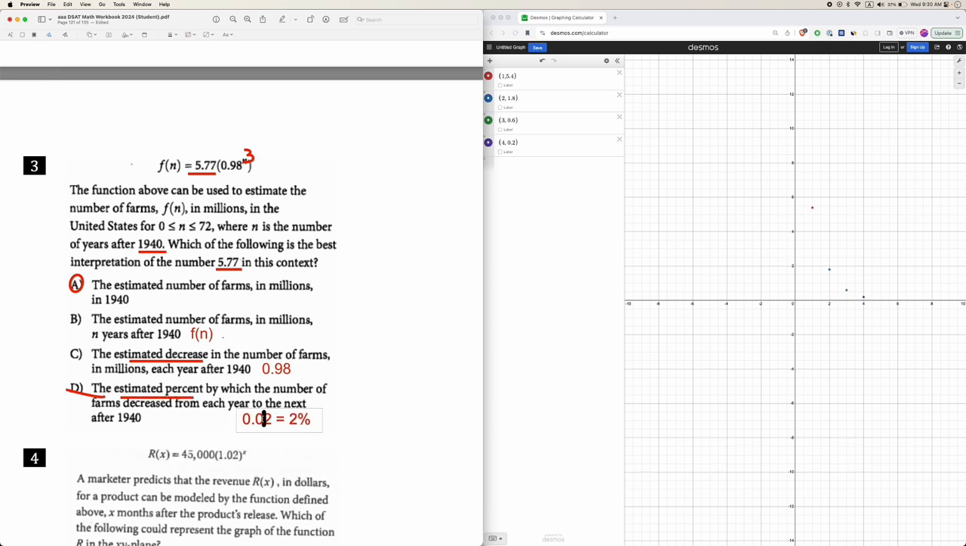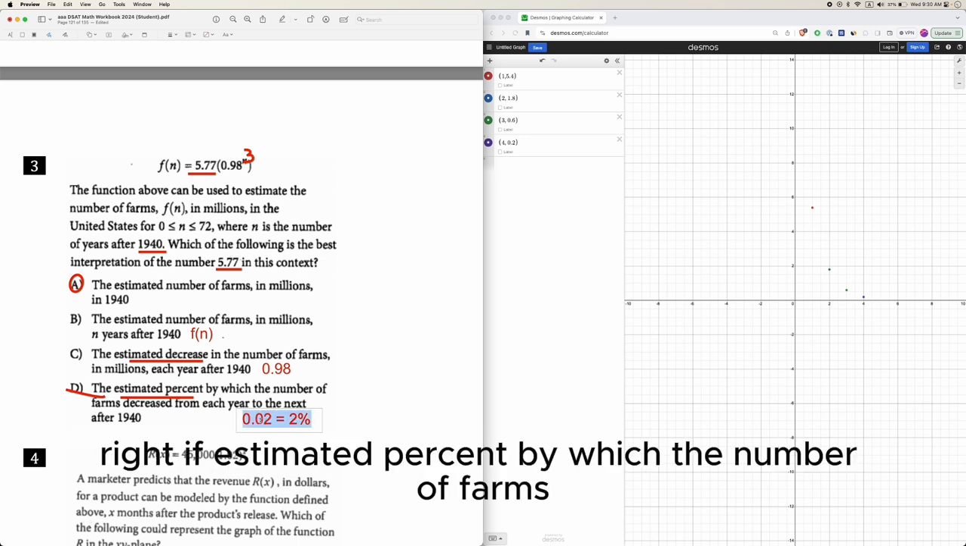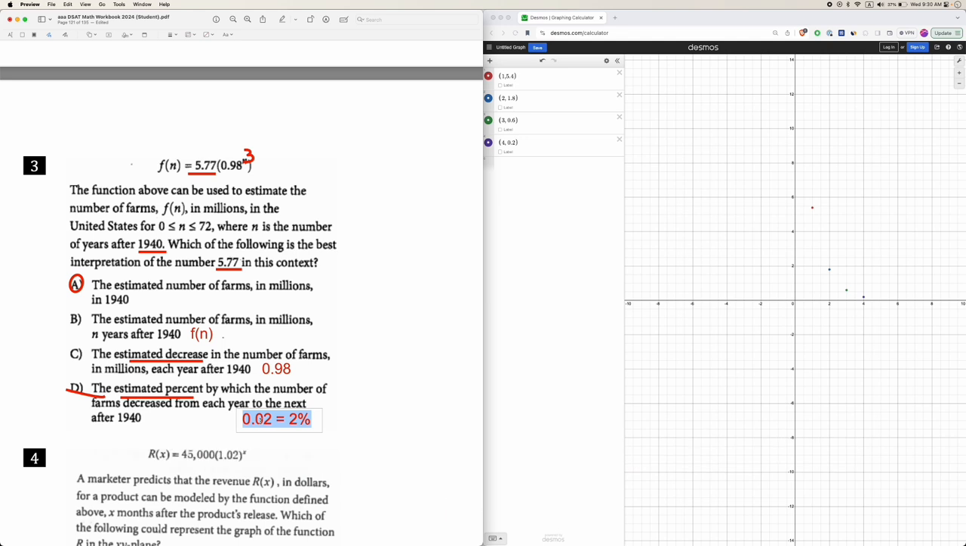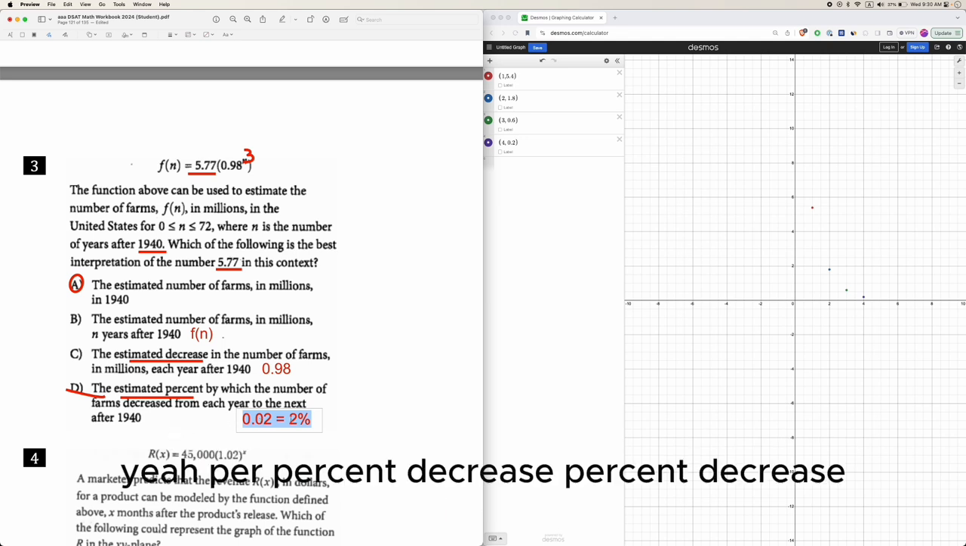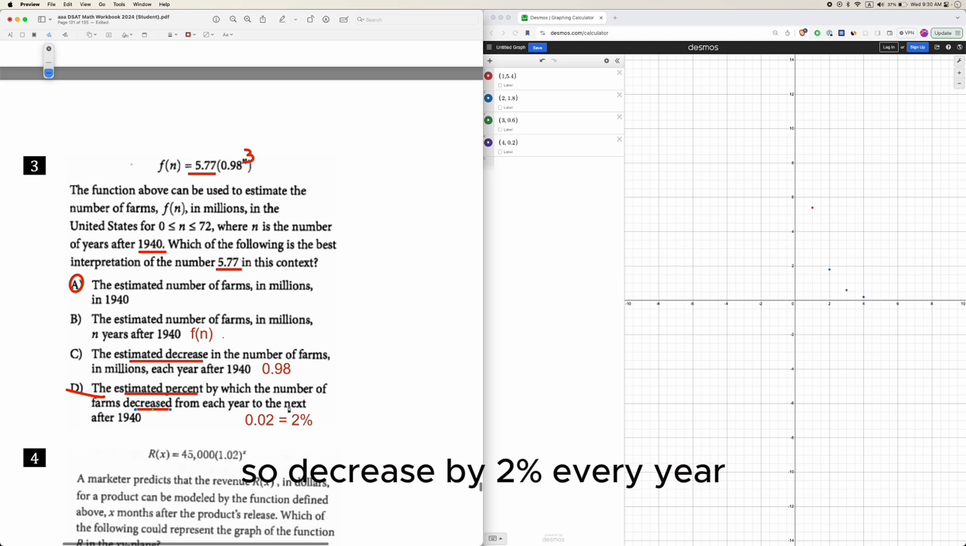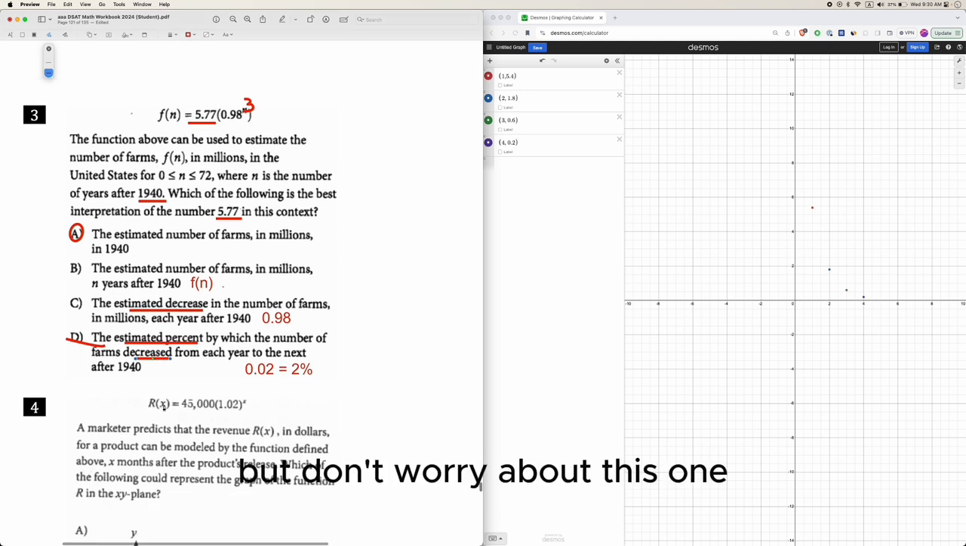So this would be right if the question asks for the estimated percent by which the number of farms decreased. So decreased by 2% every year. But don't worry about this one.